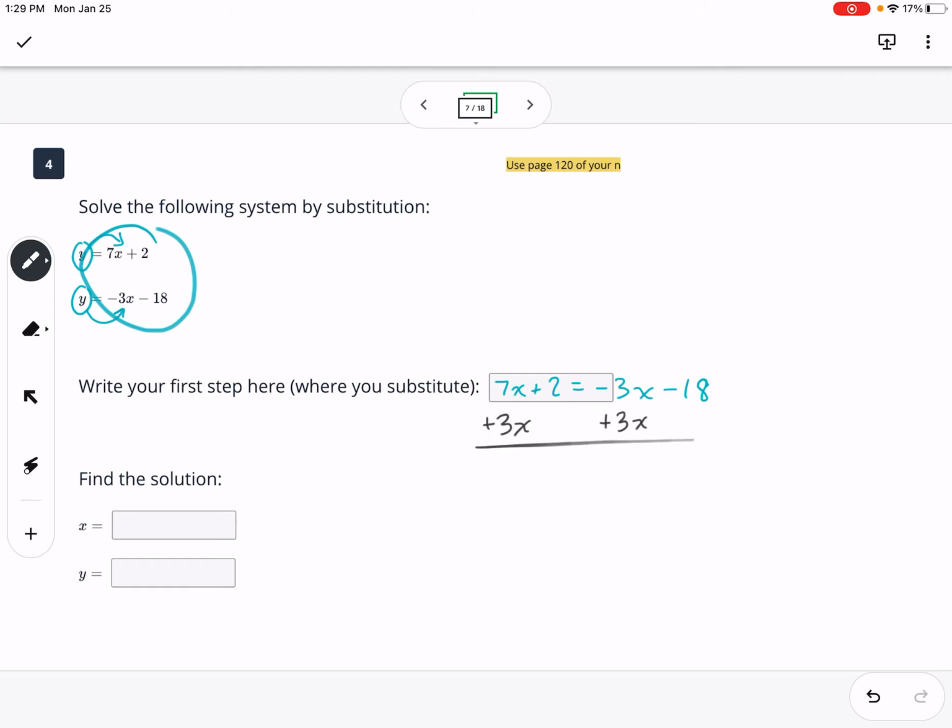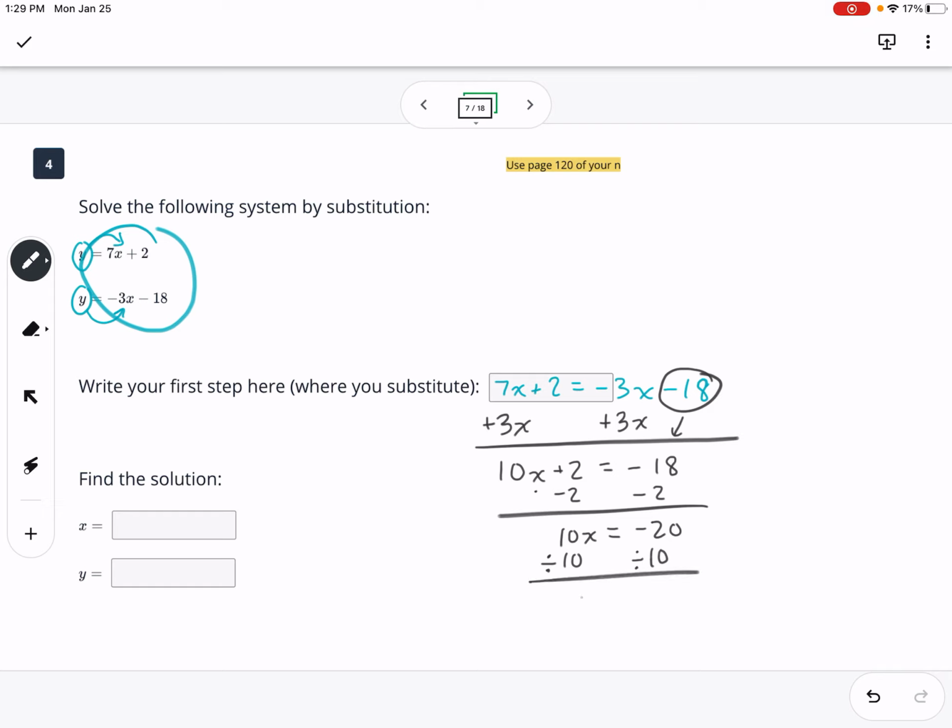So I'm going to add 3x to both sides. I could have also subtracted 7x from both sides, but this leaves me with some nice positive numbers. Careful here, this is a negative 18, so make sure you bring down negative 18. Now I'm looking to get x by itself. I'm going to start by subtracting 2. Negative 18 minus 2 is negative 20. I'm going to divide by 10 because x is being multiplied by 10. And I get x equals negative divided by positive is negative. 20 divided by 10 is 2.